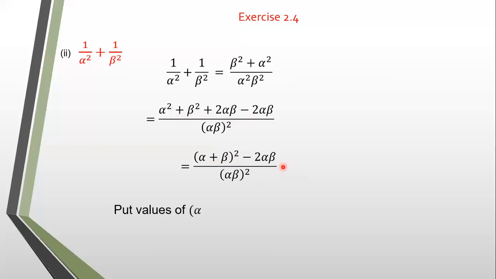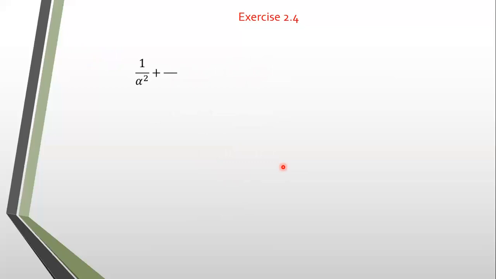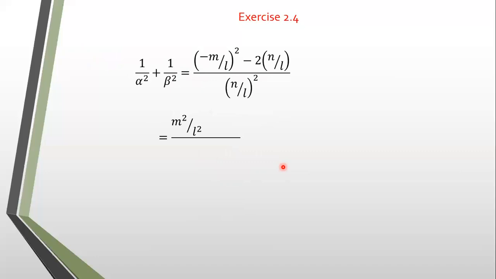Now put the value of alpha plus beta and alpha into beta from 1 and 2. We will get 1 over alpha square plus 1 over beta square is equal to minus m over l whole square minus 2 n over l divided by n over l whole square. M square over l square minus 2 n over l divided by n square over l square. Minus squared is positive, so m square over l square minus 2 n over l, and n square over l square.